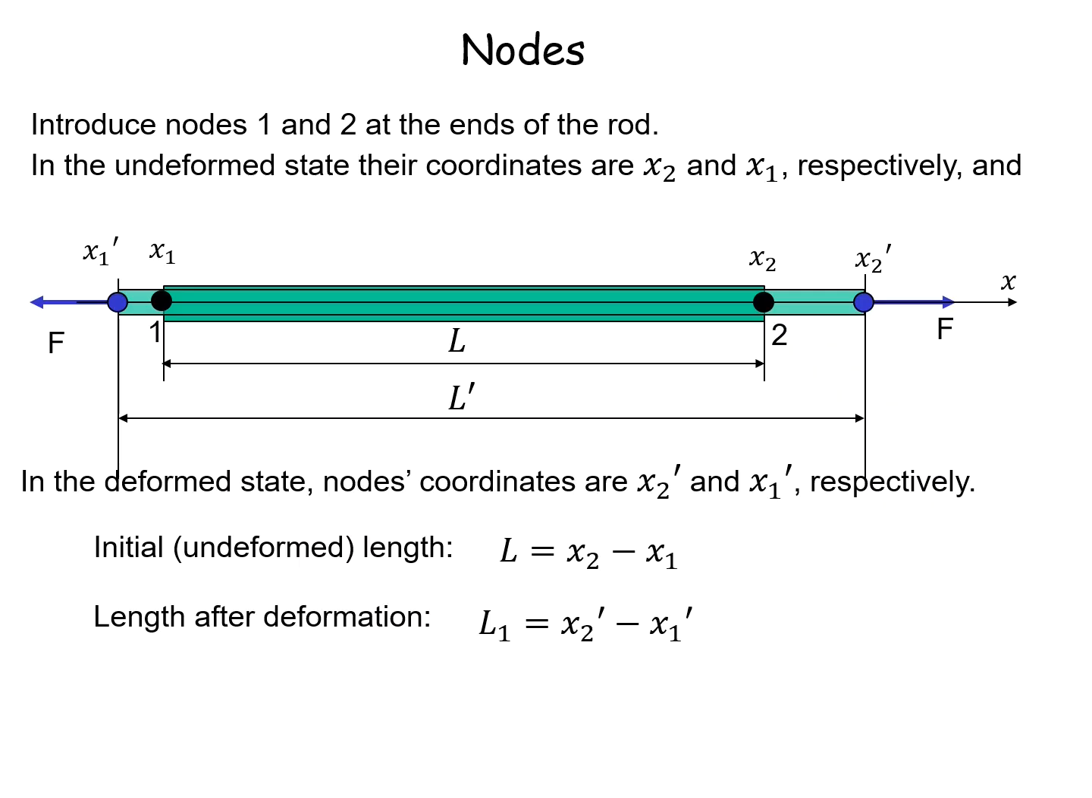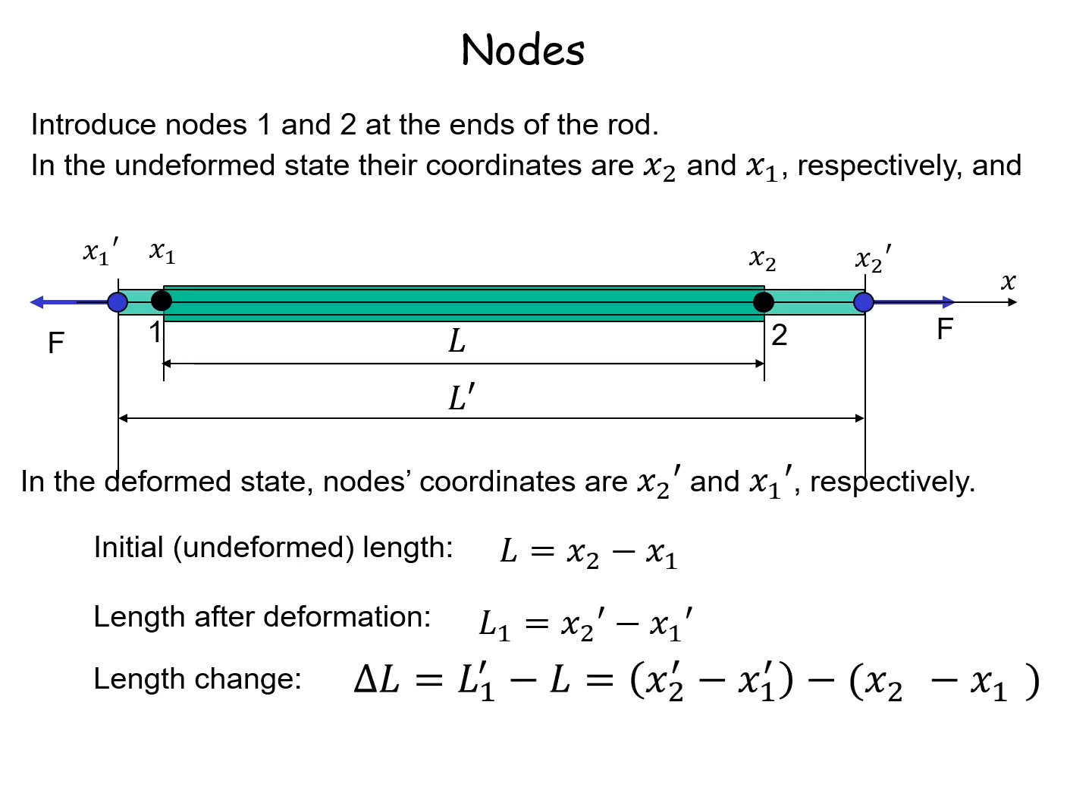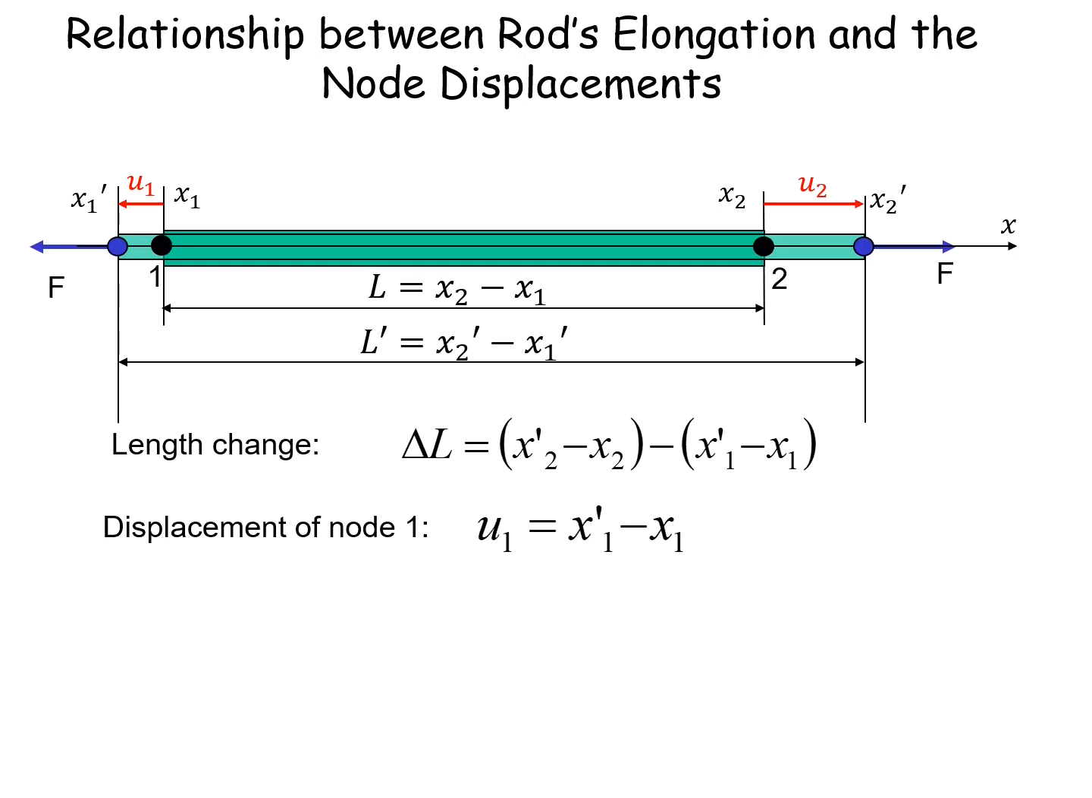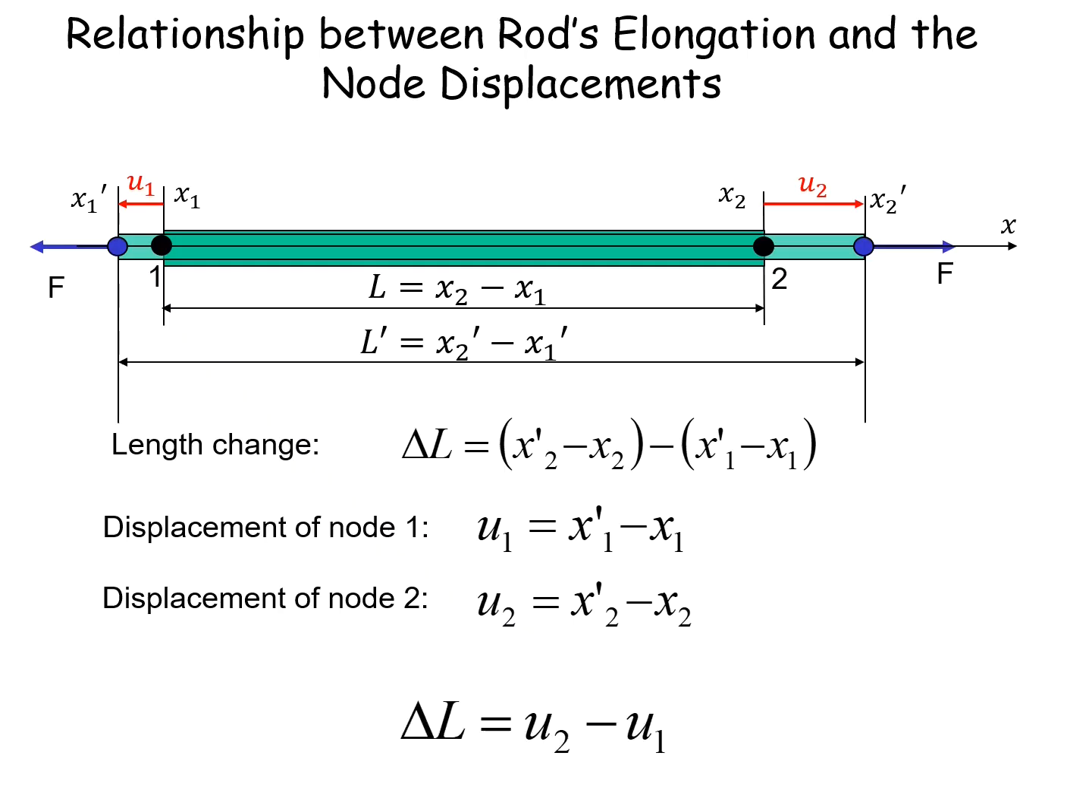The change in length, delta L, is defined as the difference between the deformed length and the original length. By removing the parentheses, distributing the negative sign to both terms inside the second parentheses, and then rearranging the terms to group the final and initial coordinates for each node, we obtain the following expression for the change in the rod's length, delta L. The change in position of each node is called its displacement. The displacement of node 1 is denoted by U1, and the displacement of node 2 is denoted by U2. Substituting these displacement expressions into the equation for the change in length gives the relationship between the rod's elongation, delta L, and the displacements of its nodes.